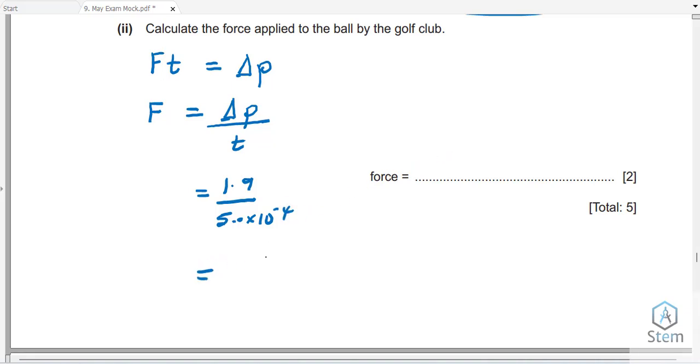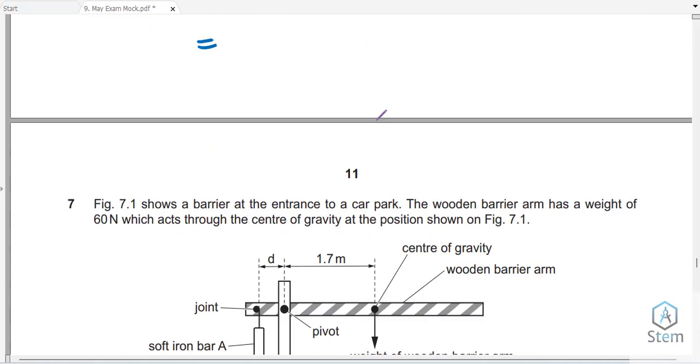That gives us, I'll put the rounded off value of 3,800 newtons. So that's our force.